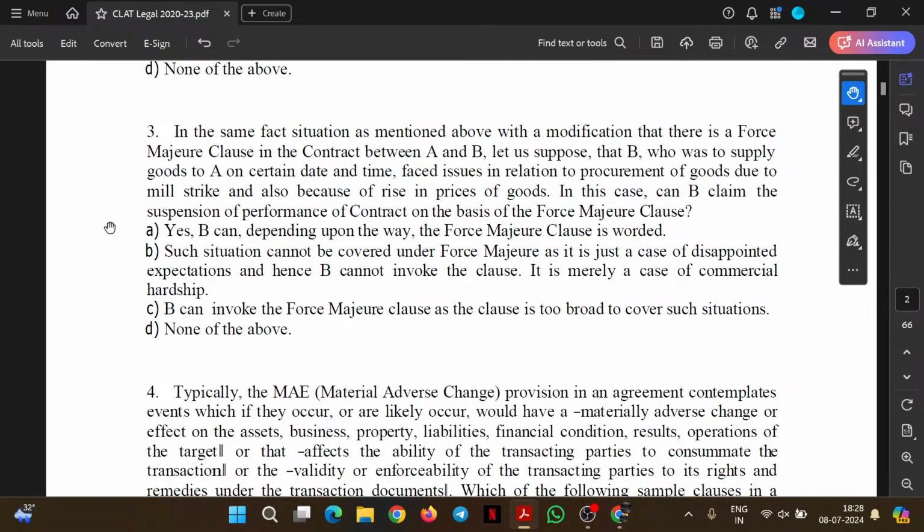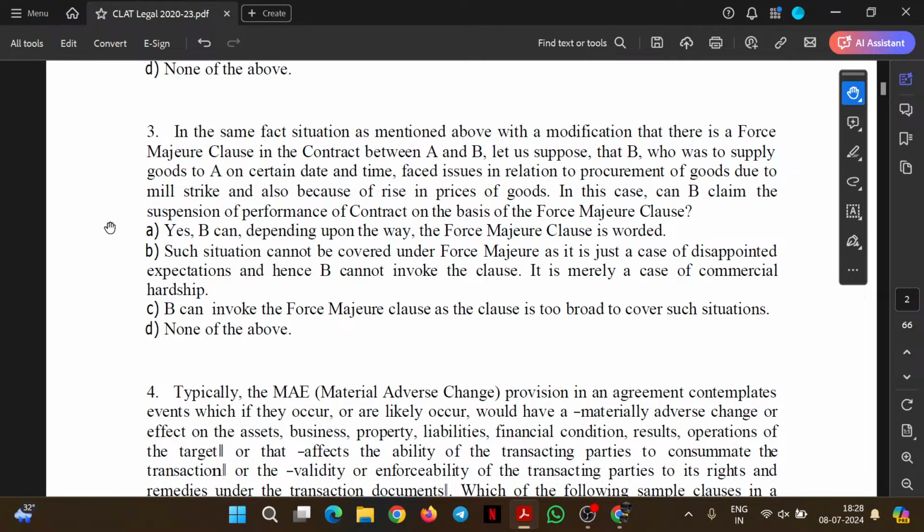Let us suppose that B, who was to supply goods to A on a certain date and time, faced issues in relation to procurement of goods due to a mill strike and also because of a rise in prices of goods. In this case, can B claim the suspension of performance of the contract on the basis of the force majeure clause?